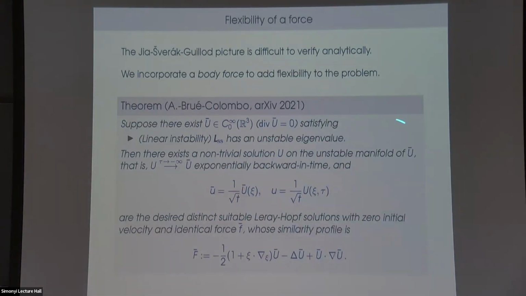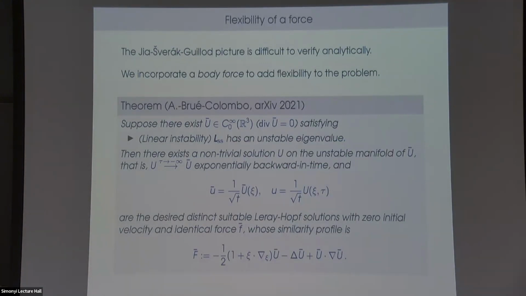Now suppose that it's linearly unstable in the self-similar variables. You have to go to the new variable. Suppose it's linearly unstable. Then in fact, you can promote this linear instability to nonlinear instability. There's a construction you can do, or there's an object you can find called the unstable manifold of U bar, and it contains trajectories which, backward in time, converge to the steady state.